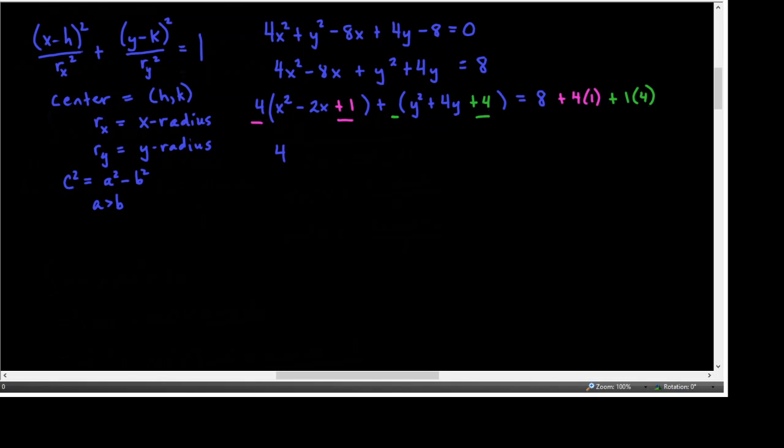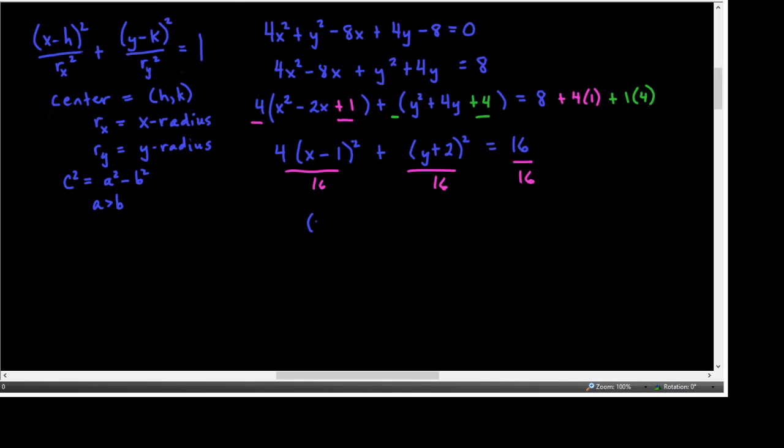Then factoring, that's going to be (x minus 1) squared. And the other one will factor to be (y plus 2) quantity squared. And the arithmetic on the right side gives me 16. Then, since the form is fraction plus fraction equals 1, to make that turn into 1, I'm going to divide everywhere by 16. So I'm dividing both sides of the equation by 16 to turn that into a 1 on the right.